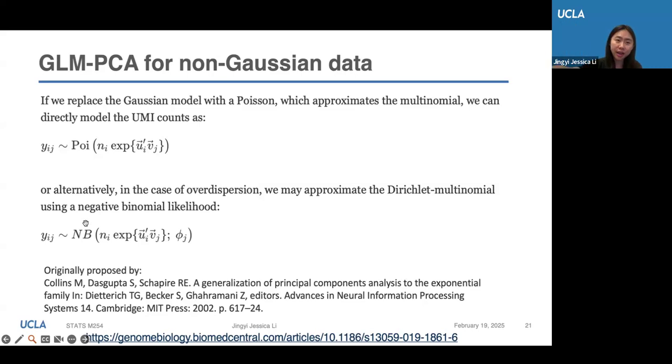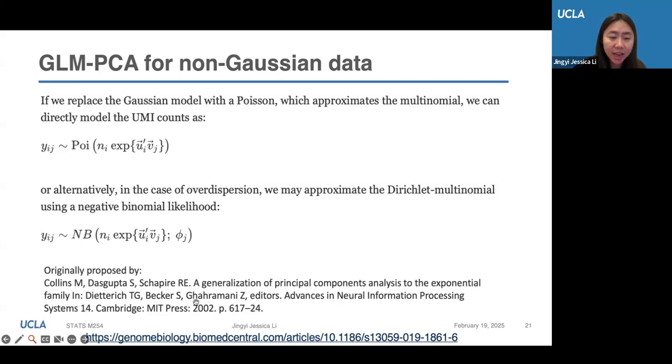And then essentially, what they're doing is to maximize the likelihood with either Poisson or negative binomial, and by maximizing the likelihood, they want to find the corresponding UI and VJ. In particular, they want to find the corresponding loadings of the genes. If you find them, then you can solve for the UI correspondingly. And that's it. So they're using MLE to do this GLM PCA. And that's the high level idea.